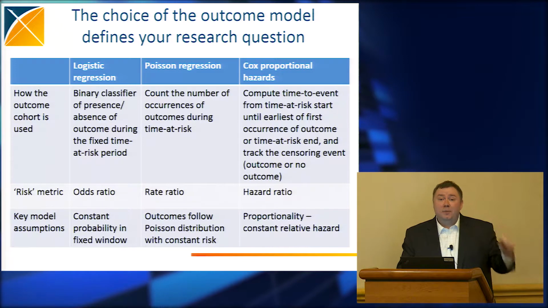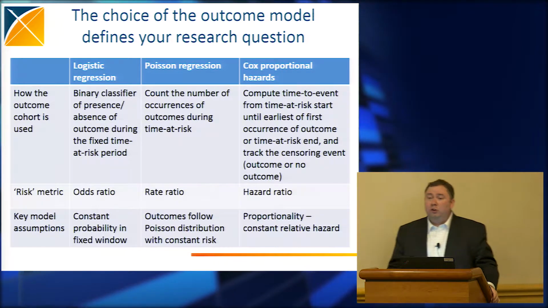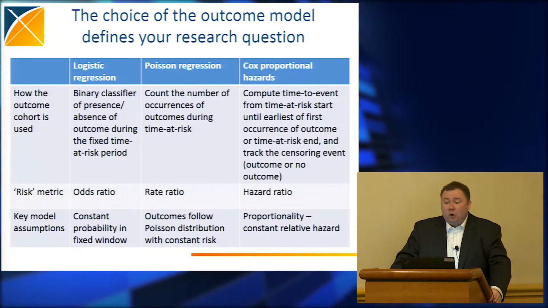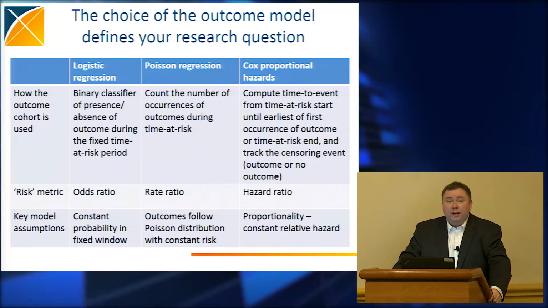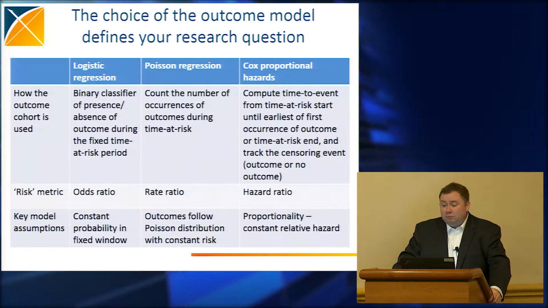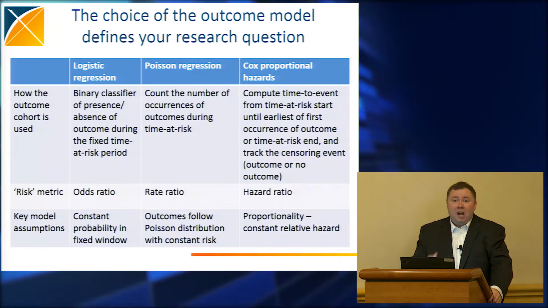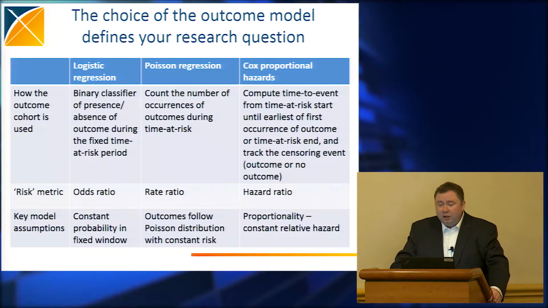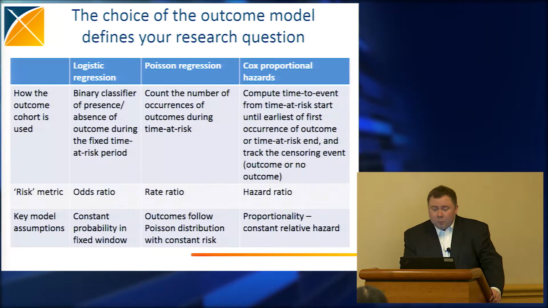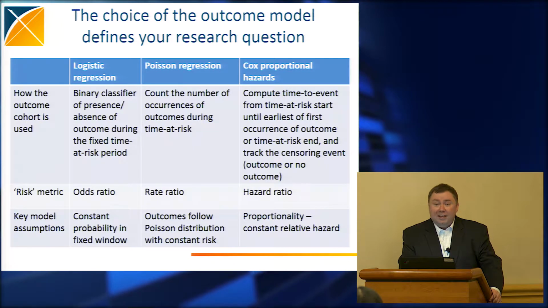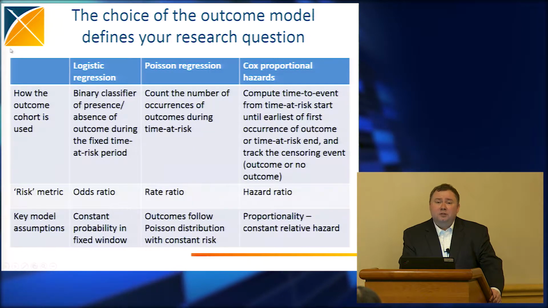You've got choices to make about what kind of model you're going to do. And fundamentally, the choice of your outcome model defines what research question you're actually going to be answering. Within the tools, we're going to focus on 3 different design options that cover a lion's share of what we see happening actively in the literature. You have the option to use a logistic regression, a Poisson regression, or a Cox proportional hazards model. We want to walk you through these different choices and what they actually mean in terms of defining your research question.